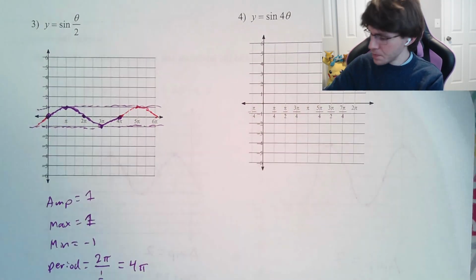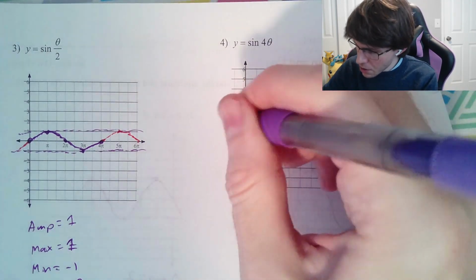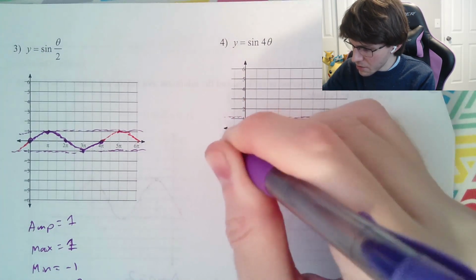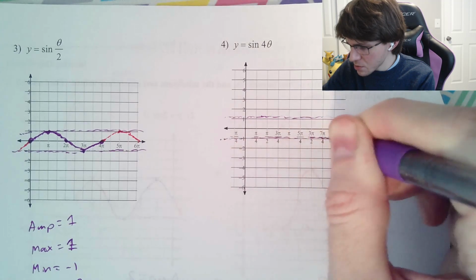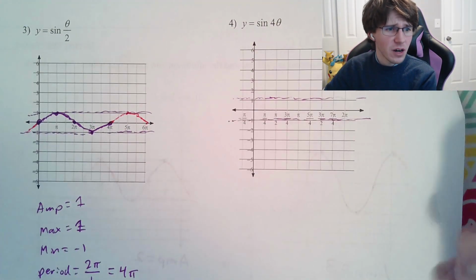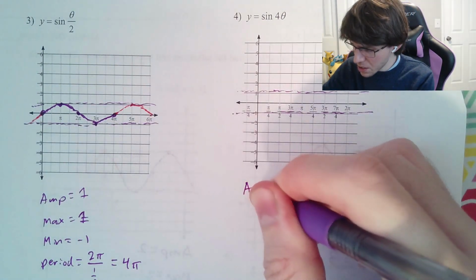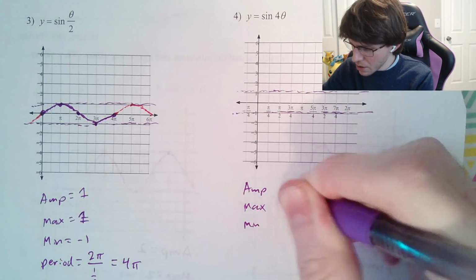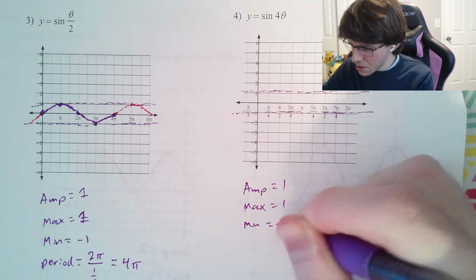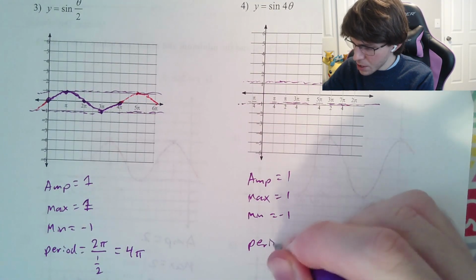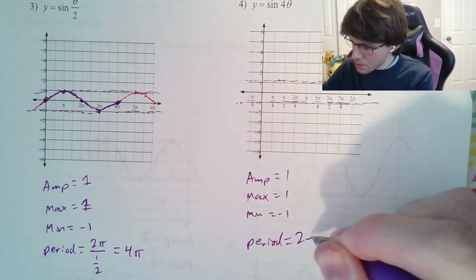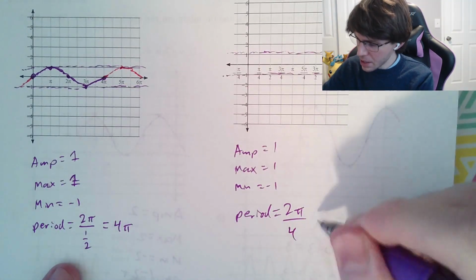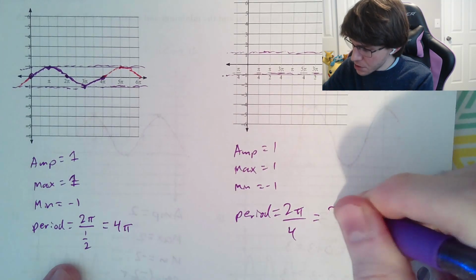I want to go on to the actual question. So this one here, still has 1 as the highest value and negative 1 as the lowest value. Nothing has really changed in terms of our amplitude, max, and min, so we can just be lazy and copy those down. Our amp is 1, our max is 1, our min is negative 1, but our period here is going to be 2 pi over that 4 that is in front, that letter B. That does reduce to pi over 2.